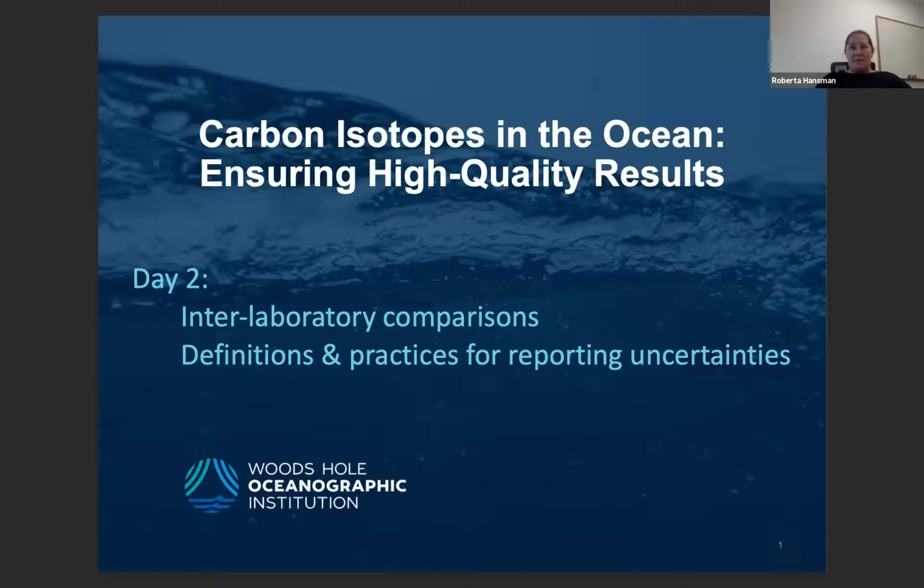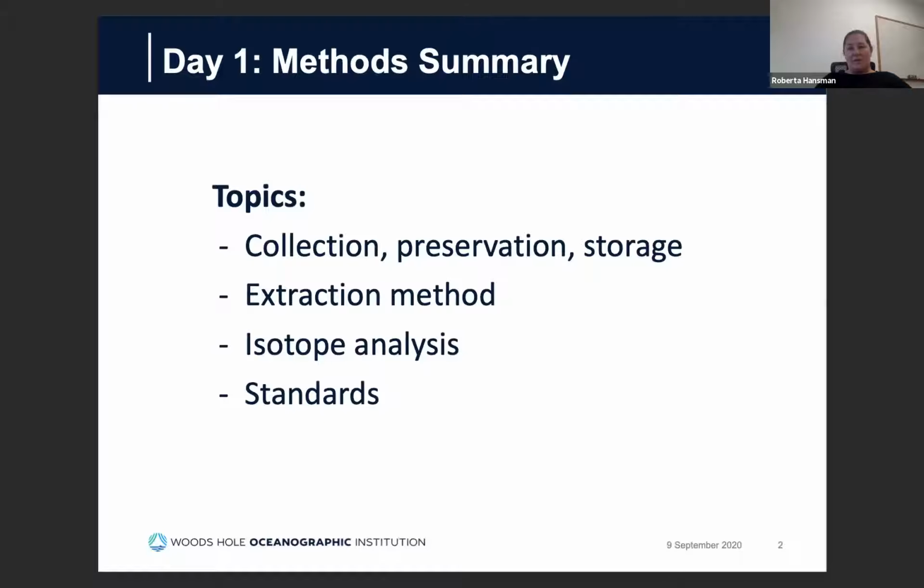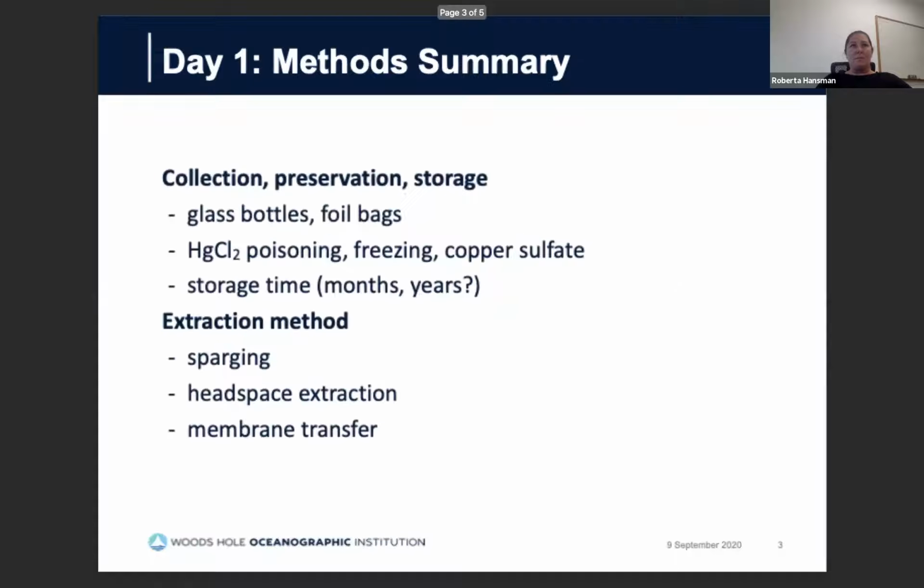Before I get into that, I wanted to very briefly give a summary of what we talked about yesterday. The main theme yesterday was methods, as you know. The topics all fell into a few different categories: collection, preservation, and storage of seawater samples for DIC isotopes. We discussed various different extraction methods, the different isotope analyses for C13 and C14, and standards were briefly addressed by several different groups, the types of standards they're using in their labs.